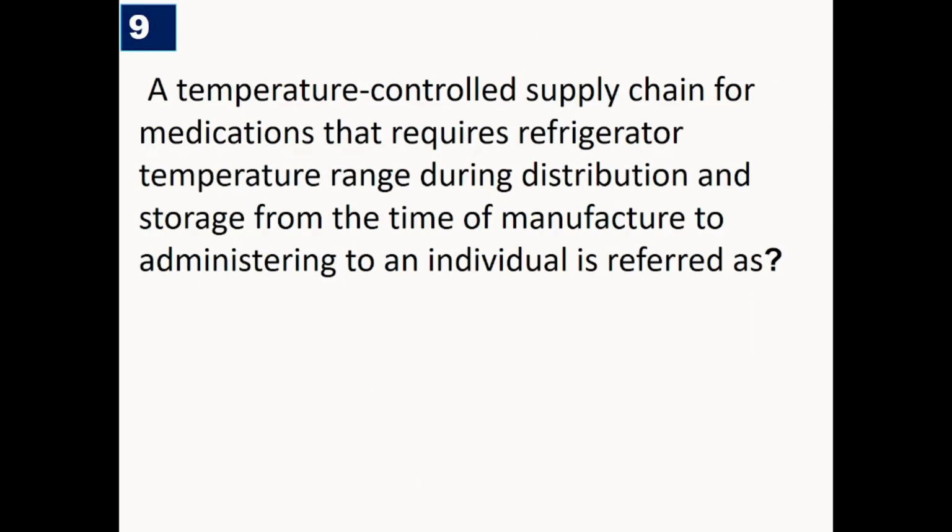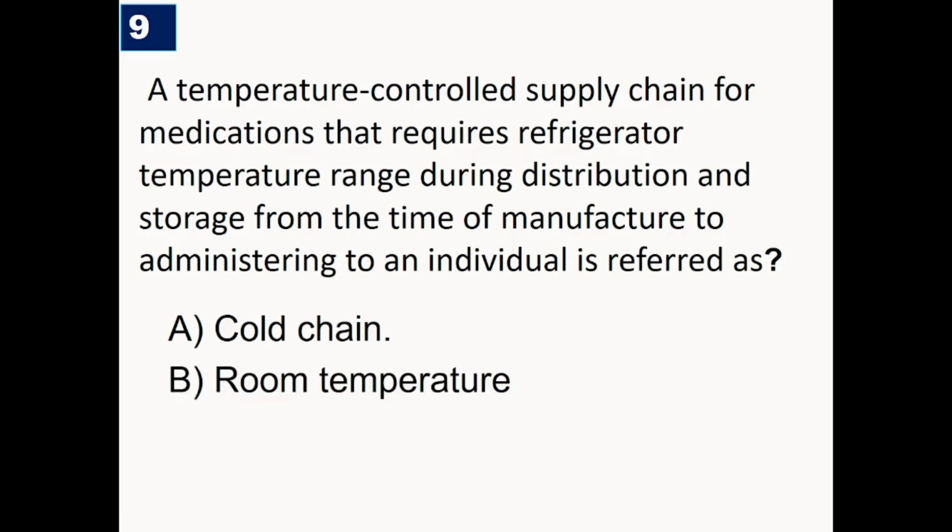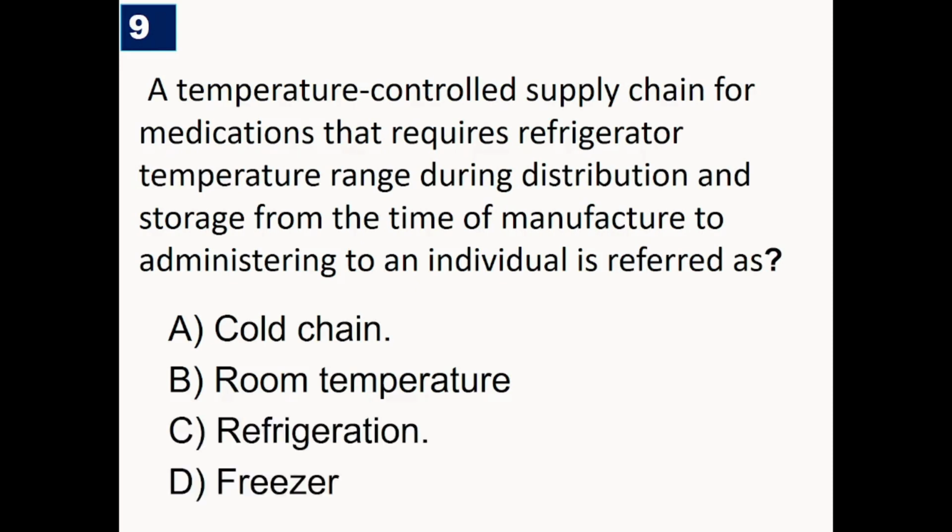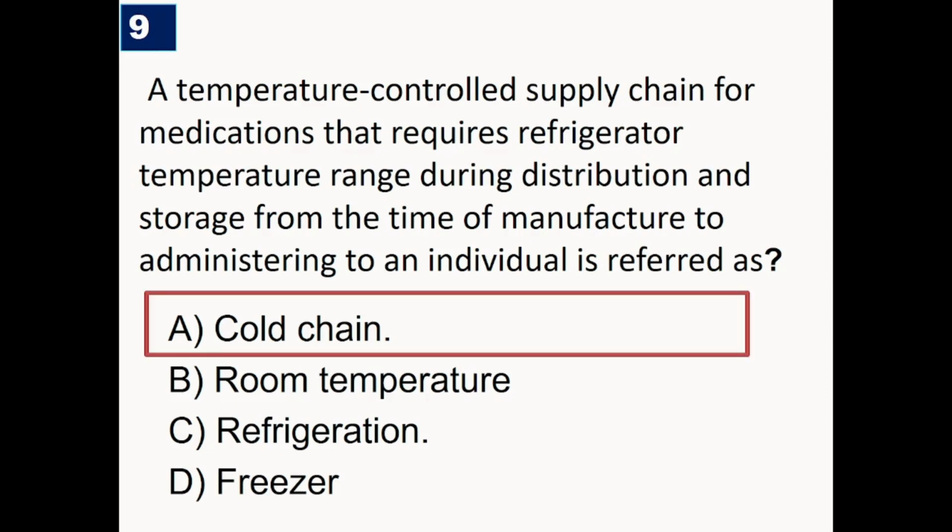Next, a temperature controlled supply chain for medication that requires a refrigerator temperature range during distribution and storage, from the time of manufacture to when it is administered to an individual, is referred to as: A. Cold chain. B. Room temperature. C. Refrigeration. D. Freezer. The correct answer is cold chain.